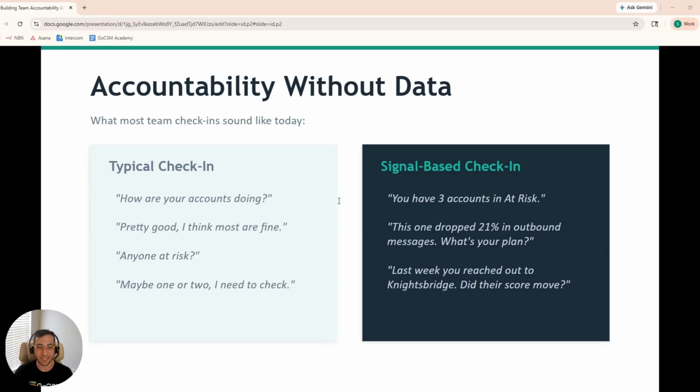GoCSM changes this because now every conversation can start with a specific signal. A director-level position or an owner can right away say, hey, you have 3 accounts or 5 accounts that are at risk. This one dropped by 25% or 20% in outbound messages or workflow executions. What's your plan for it? You can see this is a completely different conversation because it's specific, it's tied to data, and it creates a natural follow-up for the following week.